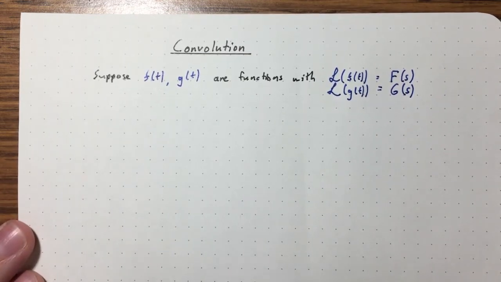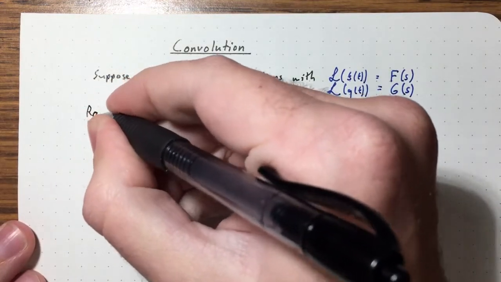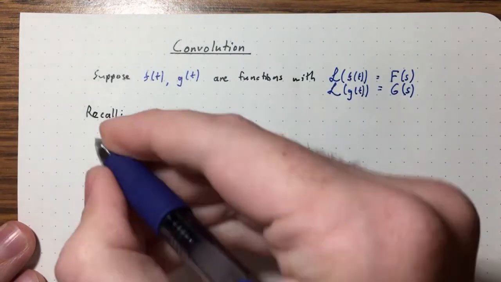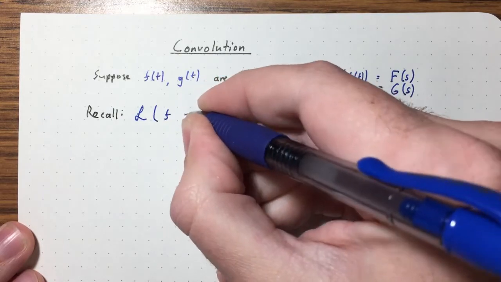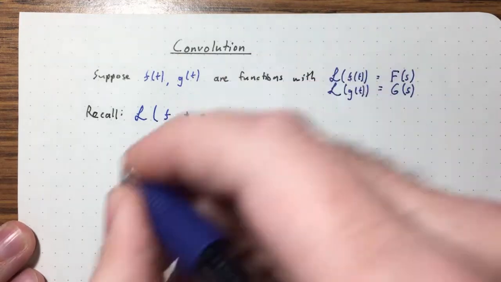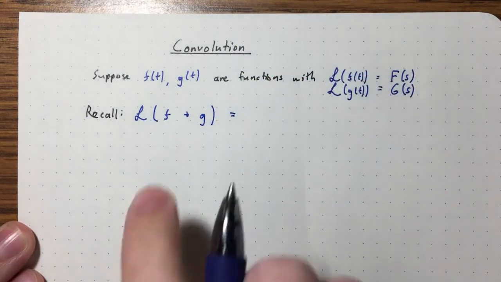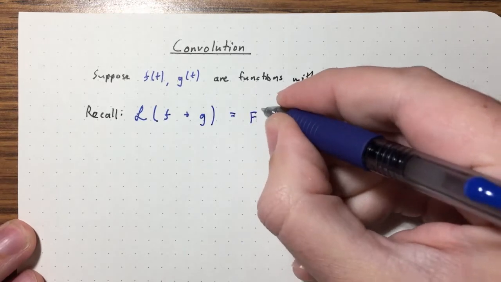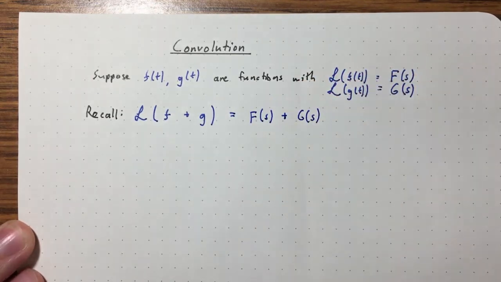And I'd just like to recall an important property that we've used many times so far, which is the linearity of the Laplace transform. So what is the Laplace transform of f plus g? Well, it's the Laplace transform of f plus the Laplace transform of g. So in other words, it's capital F of s plus capital G of s. Okay.